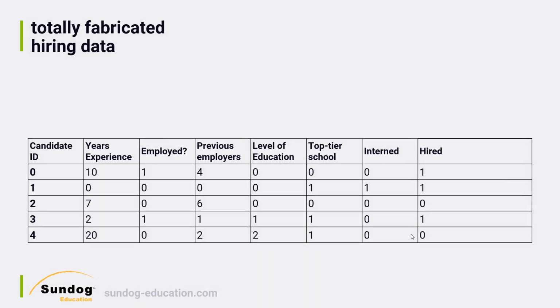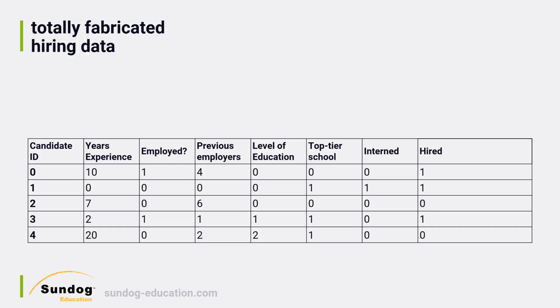So let's dive into an example here. This is some totally fabricated data that I made up. It's not real. But here we have 5 different candidates that tried to get a job at my company. And we've tabulated their years of experience, whether or not they're currently employed, how many previous employers they had, their level of education, whether they went to a top-tier school, whether they did an internship, and whether ultimately we decided to hire that person or not.